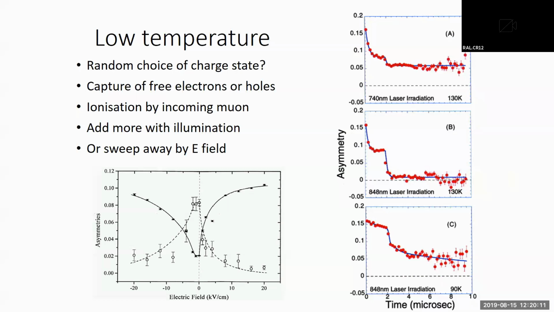And in terms of the ionization of the incoming muon, we can apply an electric field to the sample, and we can sweep away those electron hole pairs before they arrive at the muon. So in this example, the black curve is the diamagnetic fraction, and the golden symbols are the muonium fraction. And you can see that with a large electric field, we sweep away the electrons and holes, and we mostly have in this sample diamagnetic muons. Whereas in the near zero electric field, we've got a rather large fraction of muonium.